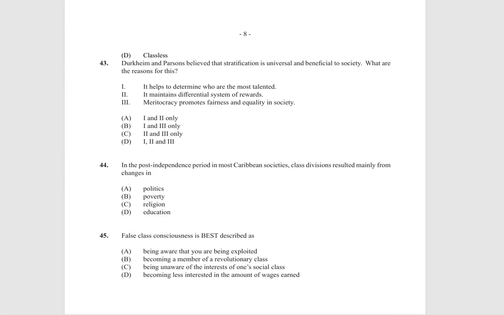Durkheim and Parsons believe that stratification is universal and beneficial to society. What are the reasons for this? 1. It helps to determine who are the most talented. 2. It maintains a differential system of rewards. 3. Meritocracy promotes fairness and equality in society. 43. So 43 is all three.